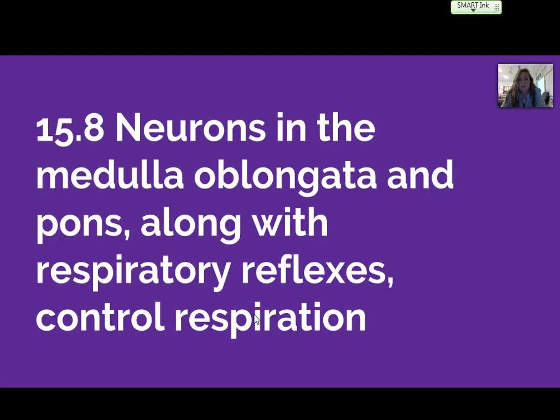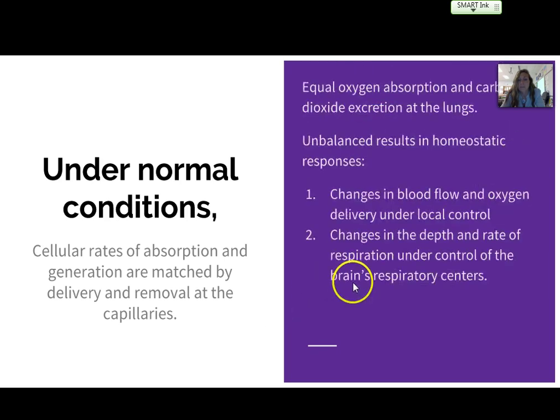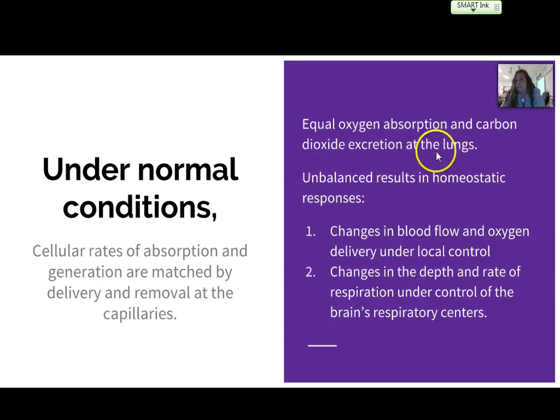All right, 15A is going to talk about our neurons in the medulla oblongata and pons, and also our respiratory reflexes. Under normal conditions, our cellular rates of absorption should match our delivery and removal at the capillaries. So we should have equal absorption and carbon dioxide excretion at the lungs. If there's an unbalanced result, a homeostatic response is going to occur.